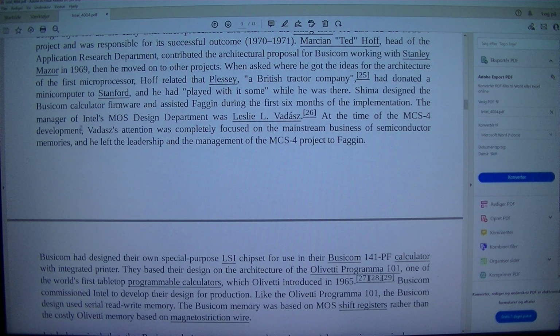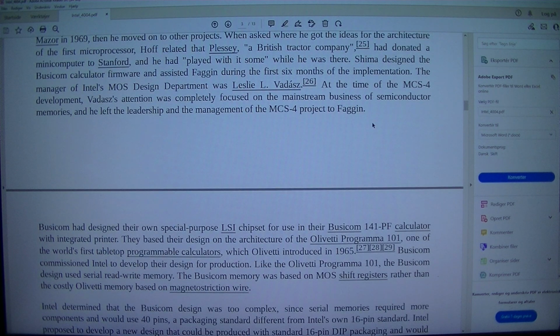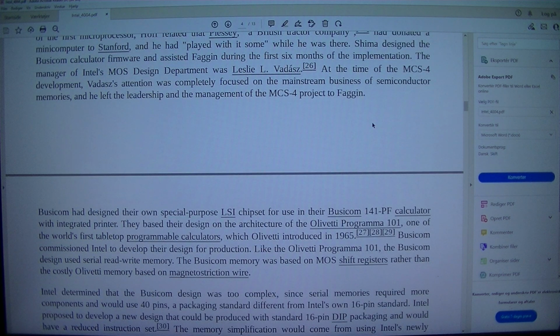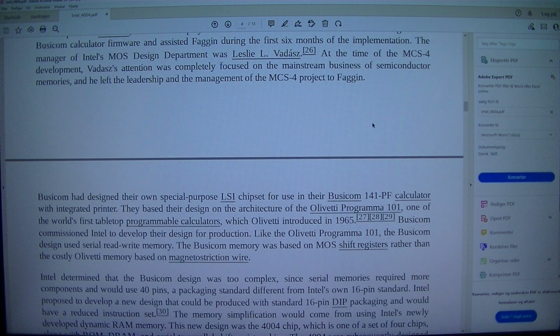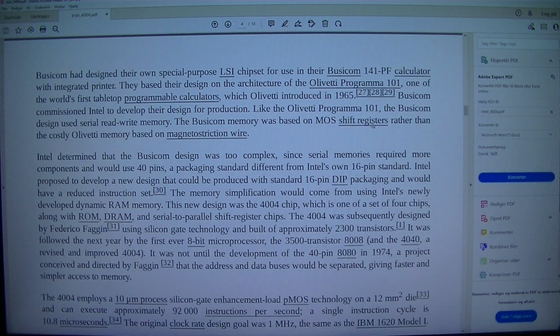The manager of Intel's MOS design department was Leslie L. Vadász. 26. At the time of the MCS-4 development, Vadász's attention was completely focused on the mainstream business of semiconductor memories, and he left the leadership and the management of the MCS-4 project to Faggin.